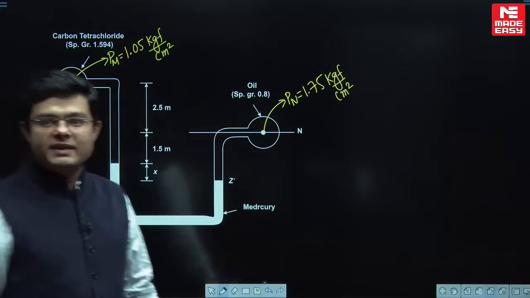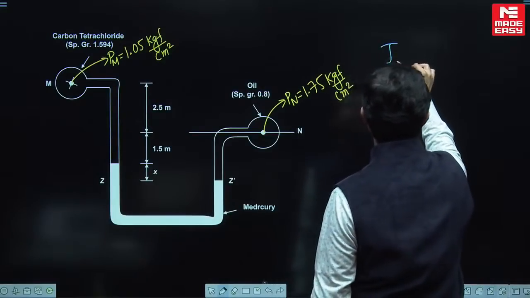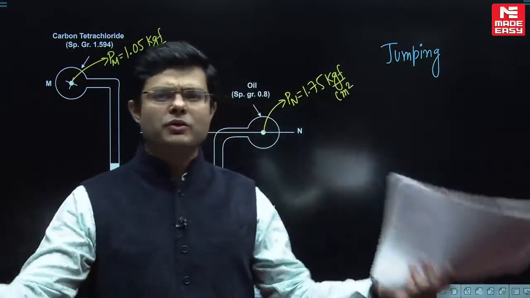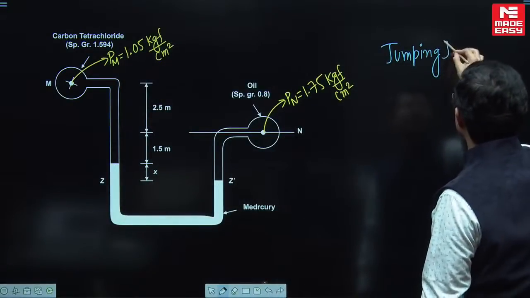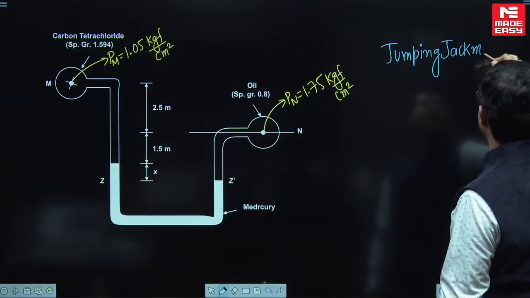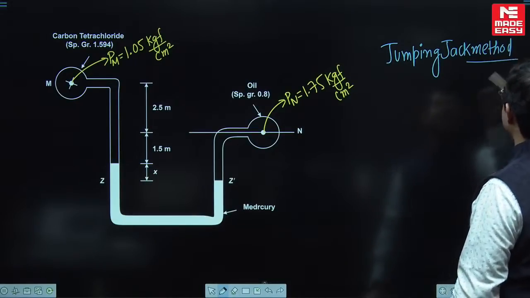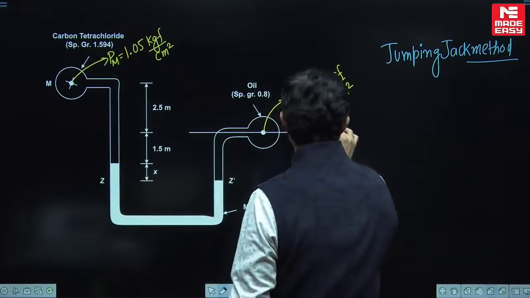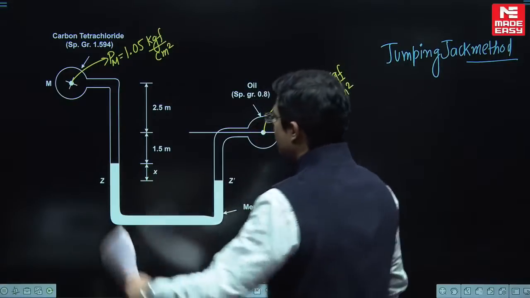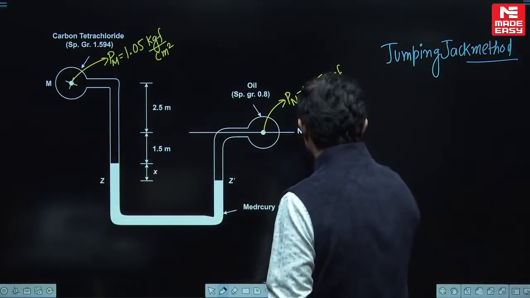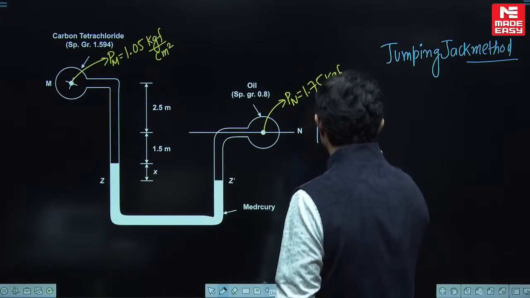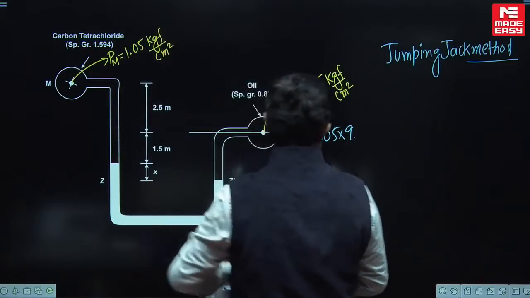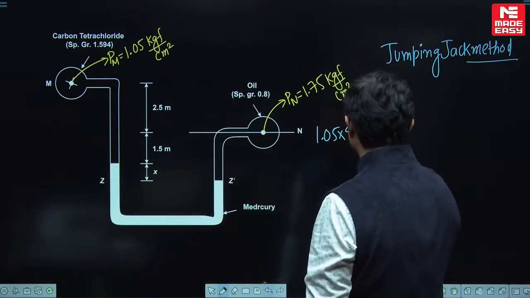Simple. Let us apply the jumping jack method. Or if you are comfortable with the datum technique, you can use the datum technique also, doesn't matter to me. So this is the jumping jack method I am talking about. For the jumping jack method, let us start from here. Everybody should be knowing PM. So what is the pressure here? PM. But let us convert: PM pressure is 1.05 kgf per centimeter square.